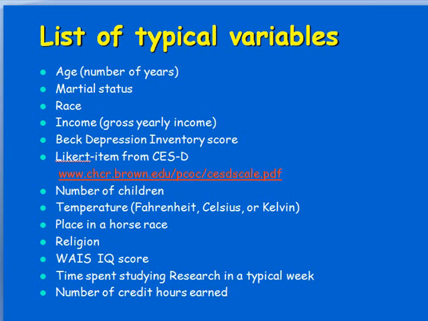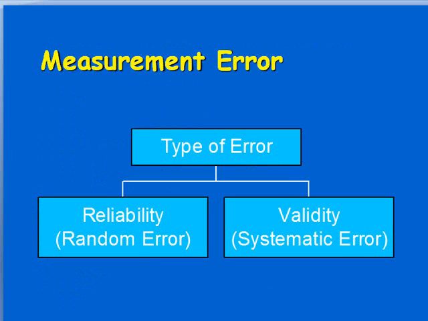So let's proceed. We're going to proceed to talking about measurement error. Measurement is a human endeavor, and therefore can be fraught with error, including bias or different types of error.